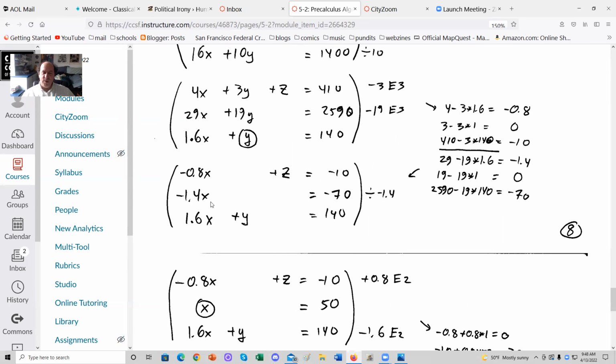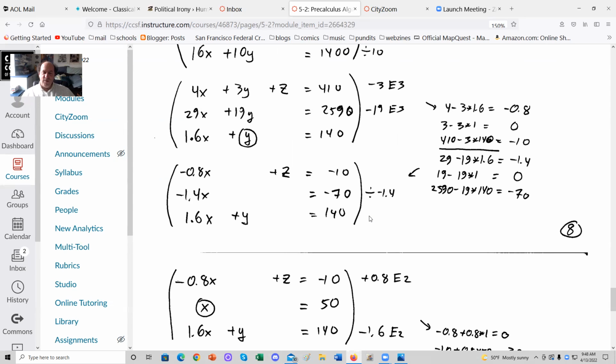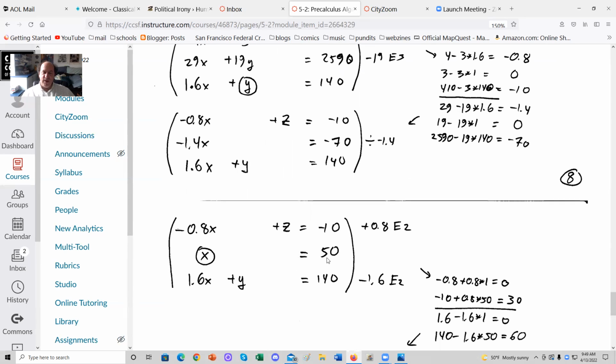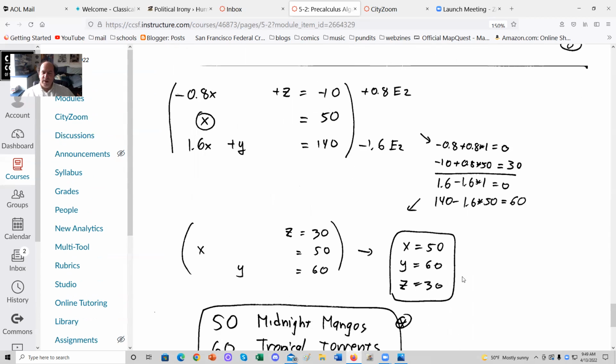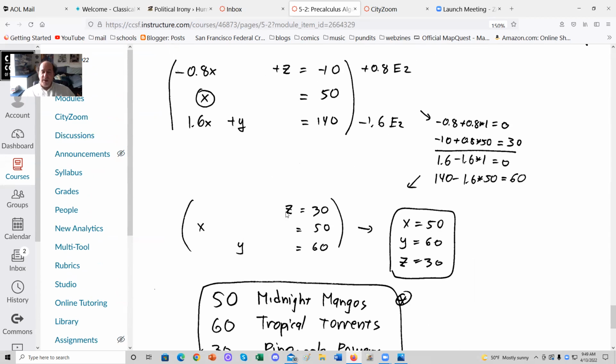And here we have 1 minus 1.4x equals -70. So we divide both sides by -1.4. So you get x equals 50. I use some row operations to clear out its column here. We get this kind of messed up a bit. So we swap things around and get x equals 50, y equals 60, and z equals 30.